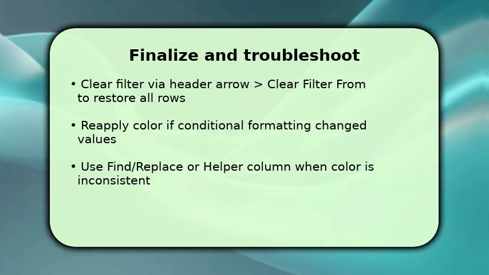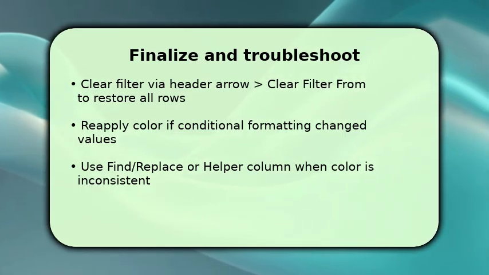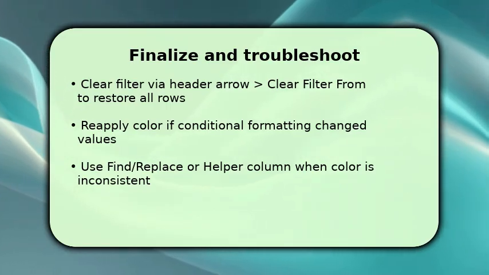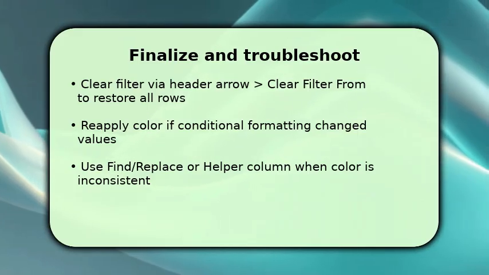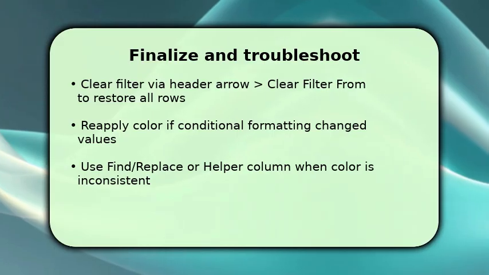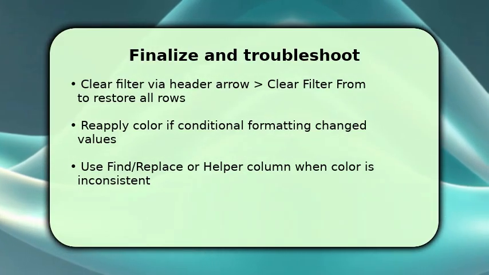Once done, note that conditional formatting may change colors dynamically, so make sure formatting is stable before relying on color filters. If color is inconsistent, create a helper column with formulas to flag criteria, then filter that column. Troubleshooting tip: if filter shows nothing, verify exact color shades and reapply uniform formatting.